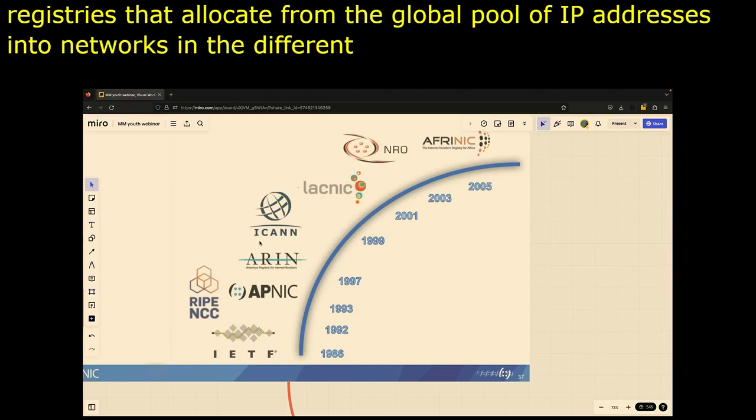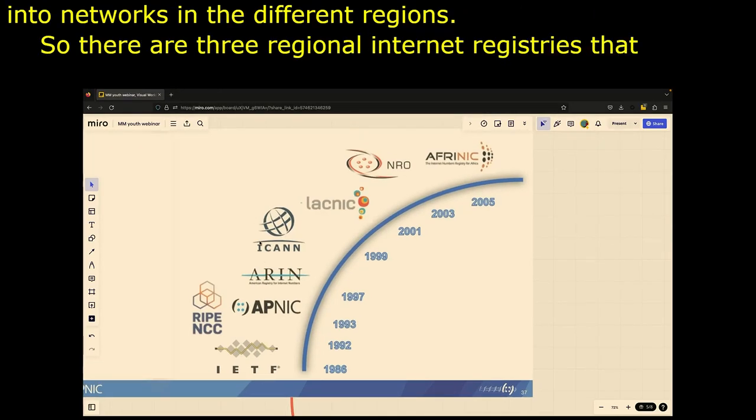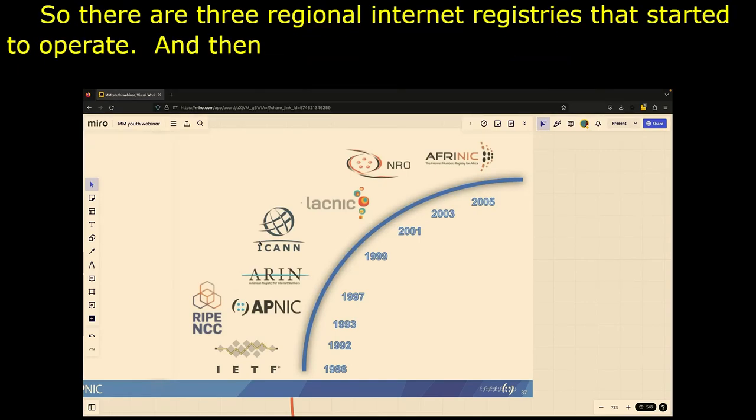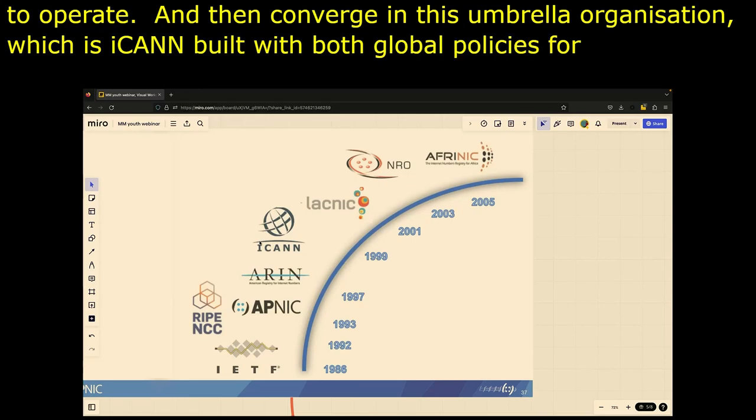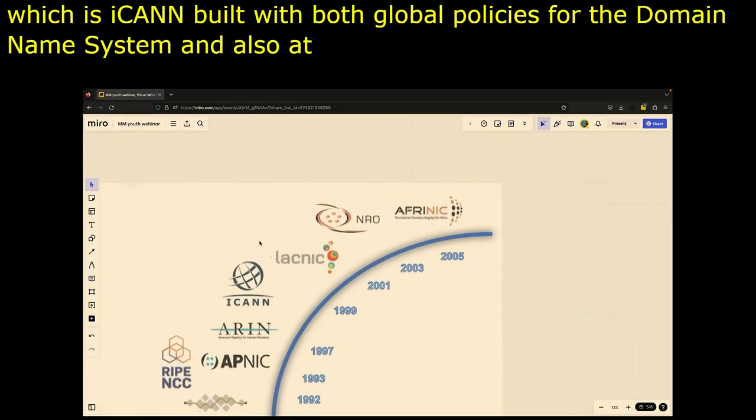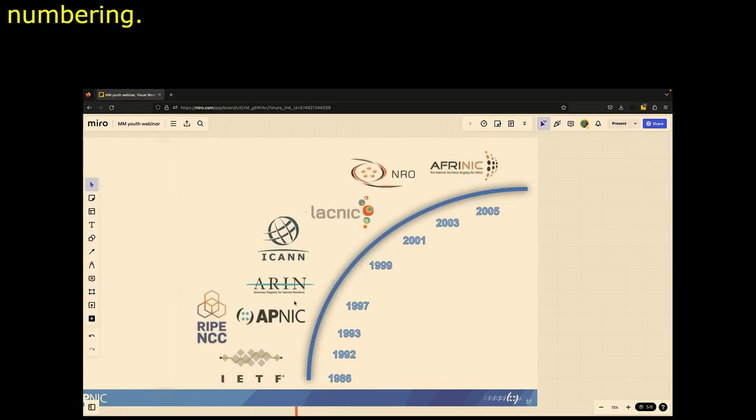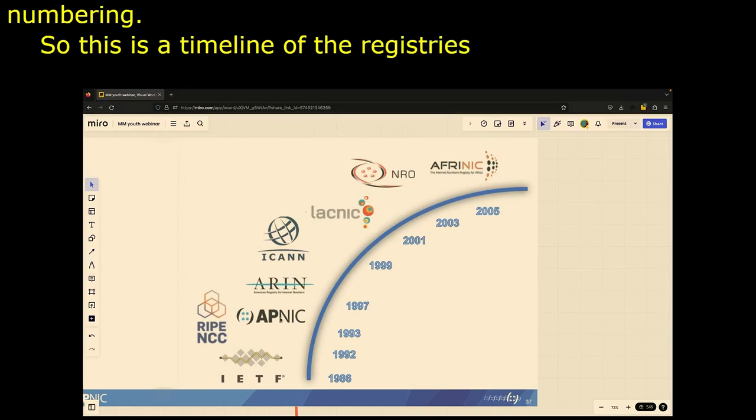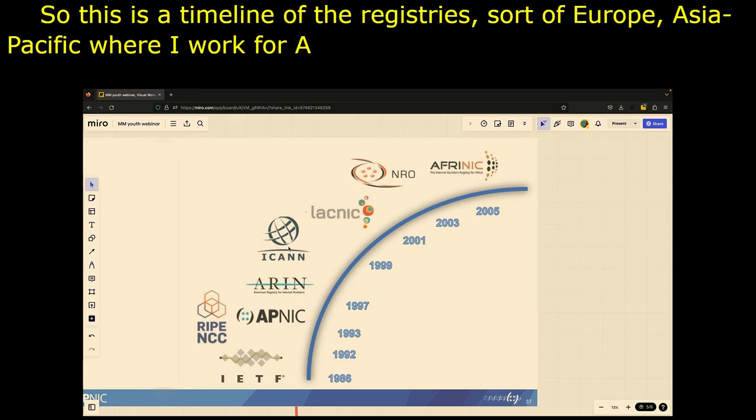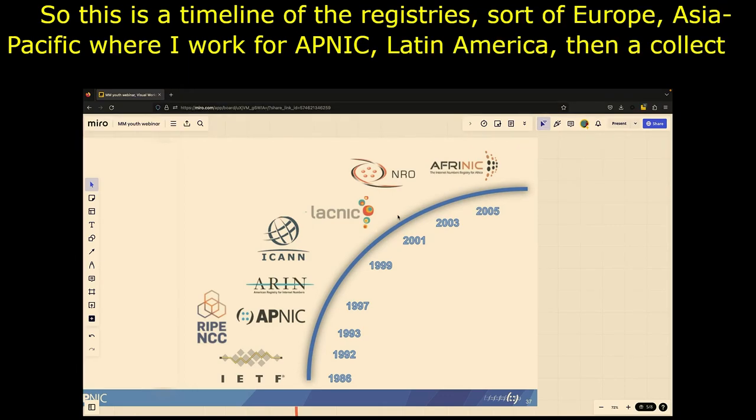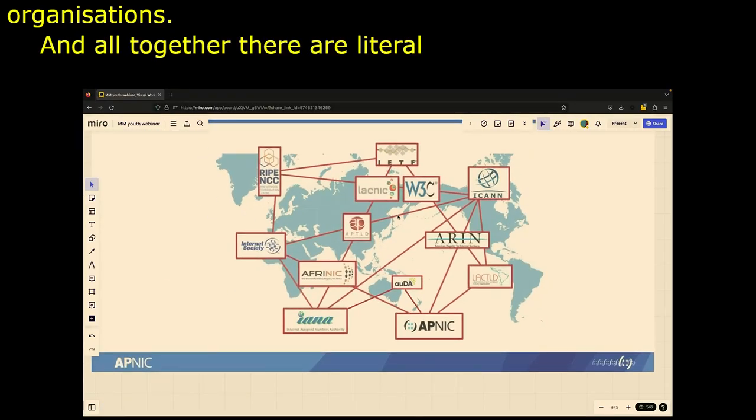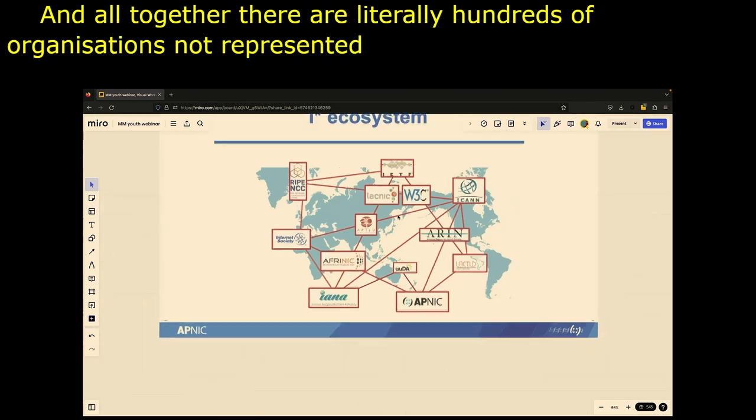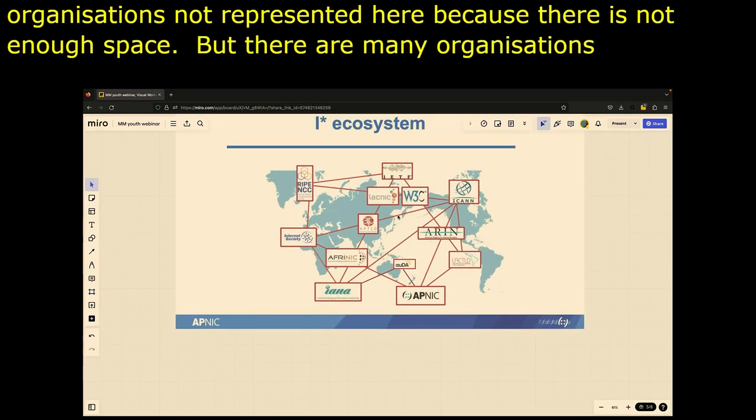So there are three regional internet registries that started to operate and then converged in this umbrella organization, which is ICANN, that dealt with both global policies for the domain name system and also, at the global level, the internet numbering. So this is a timeline of the registries: Europe, Asia Pacific, where I work for, APNIC, ARIN in North America and the Caribbean, ICANN globally, LACNIC, Latin America, then a collective of the RIRs, so coordination mechanisms around all these organizations. And altogether, there are literally hundreds of organizations, not represented here because there is not enough space, but there are many organizations that help to coordinate these resources.